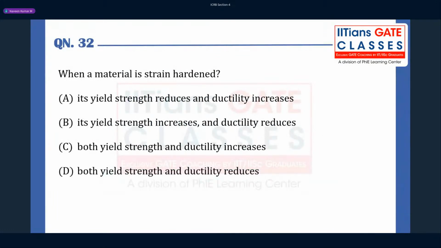When a material is strain hardened, they're asking some options. Its yield strength reduces and ductility increases. Its yield strength increases and ductility reduces. Both yield strength and ductility increase or reduce. So okay, fine. Let's not go by the options. Let's discuss what this strain hardening is and pick the right option. That's the best way of doing it.